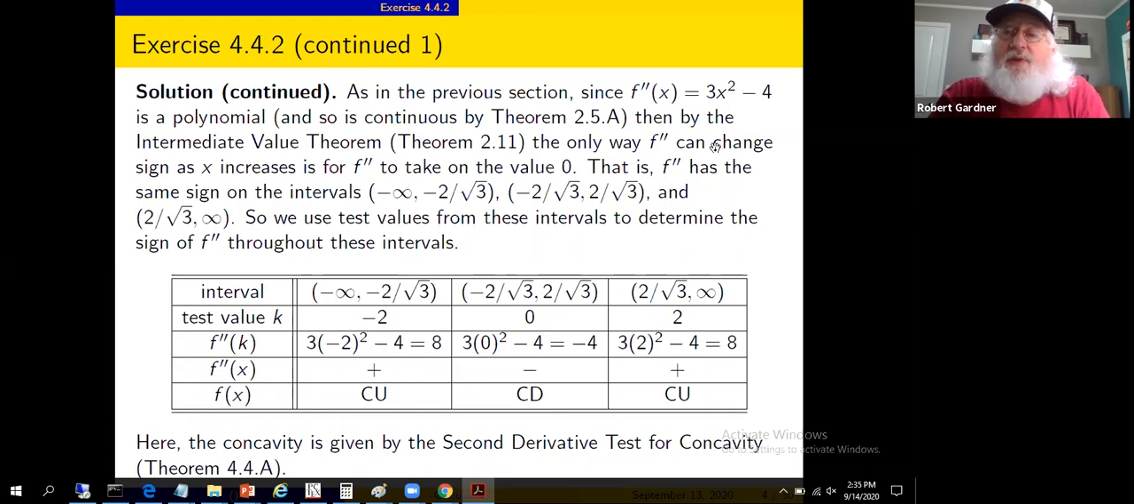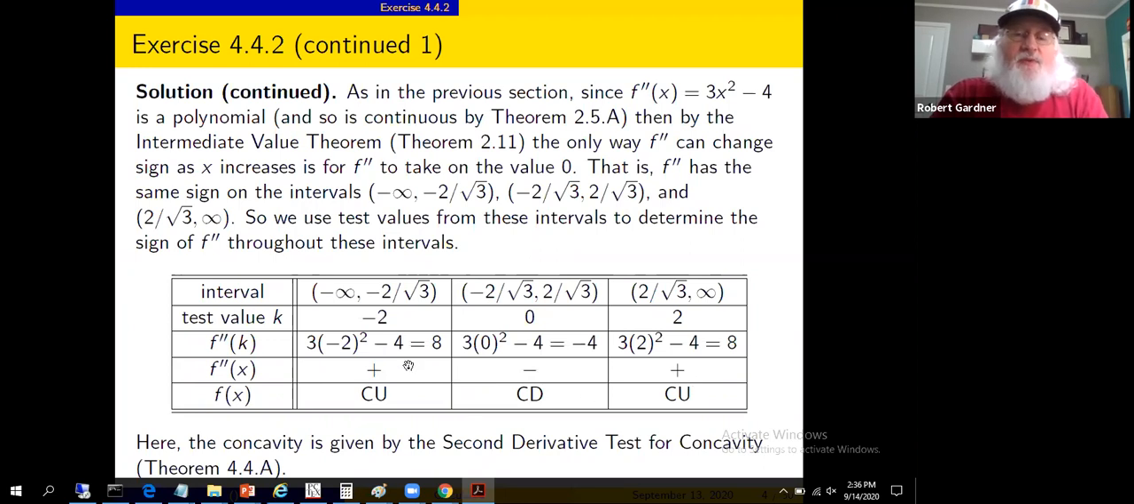The second derivative, here it is, 3x squared minus 4. So we'll plug -2, 0, and 2 into 3x squared minus 4. We get out these numbers here. We get a positive out at this point. The sign of the second derivative throughout each of these intervals is the same. That's the thing about the intermediate value theorem. So by choosing a test value and getting a positive number out, that tells me the second derivative is positive throughout that interval. Here we got a negative out. Second derivative is negative throughout this interval. Here we got a positive out. It's back to positive over here throughout the other interval.